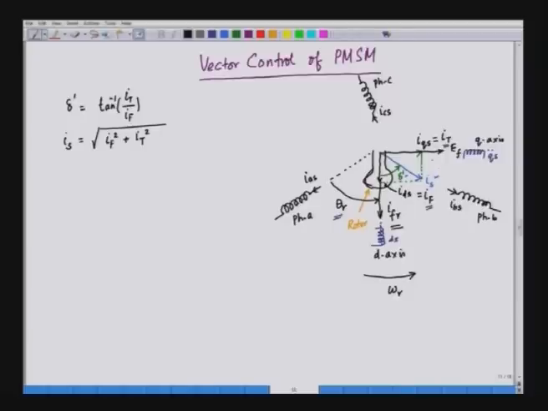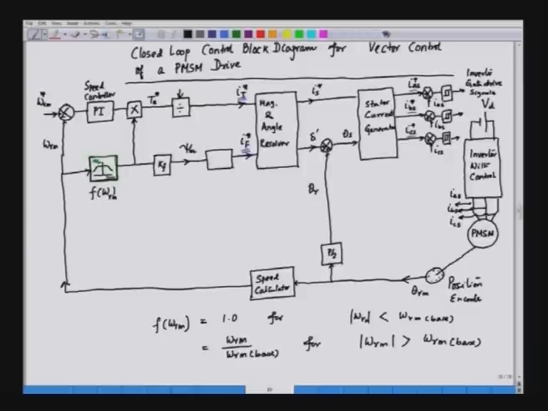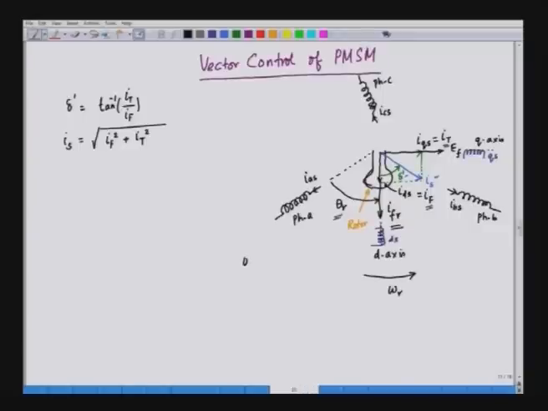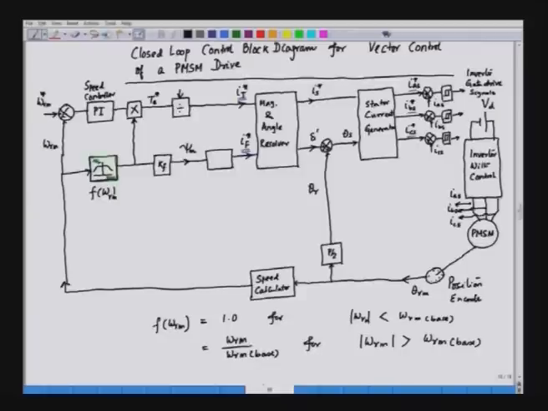So, this I s is known and delta prime is known, but we need to transform this I s into I a, I b and I c. So, what we need is the rotor angle theta r. So, this theta r is added here. So, the total angle is theta s, and theta s is this angle, theta r, the rotor angle, plus delta prime. So, the current vector I s is shifted from phase A by an angle theta r plus delta prime. And with this angle, we transform this into I a s, I b s and I c s. And then we can have an inverter with current control.